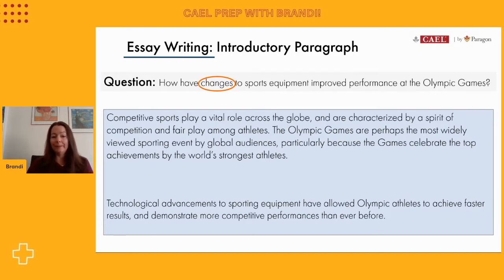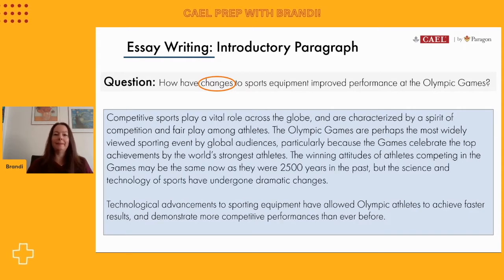And when we looked at the reading passage, it actually told us that the Olympics began about 2,500 years ago. So we can pull that detail now, and it makes for a very interesting statement to include in the introduction. We can say here that the winning attitudes of athletes competing in the games may be the same now as they were 2,500 years in the past, but the science and technology of sports have undergone dramatic changes. So there's that concept of change.